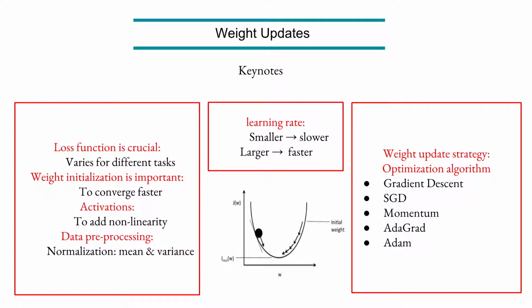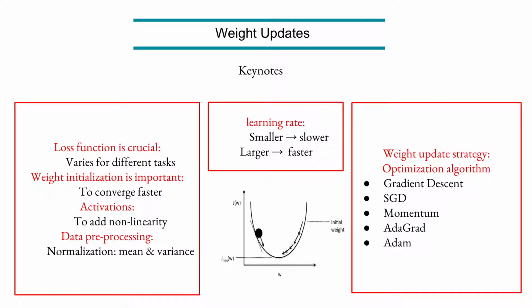Also, data processing is important. Before feeding the inputs into a neural network, we have to normalize. There are several kinds of normalization. One is zero mean and one variance normalization. So it's important to normalize your inputs before starting the training.